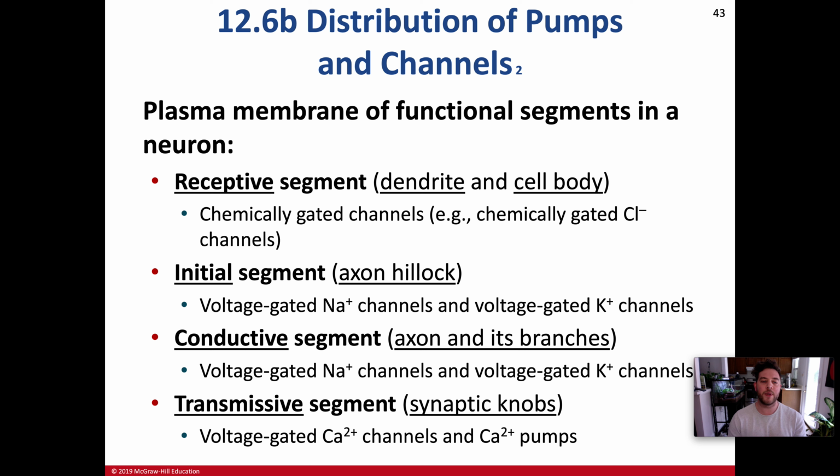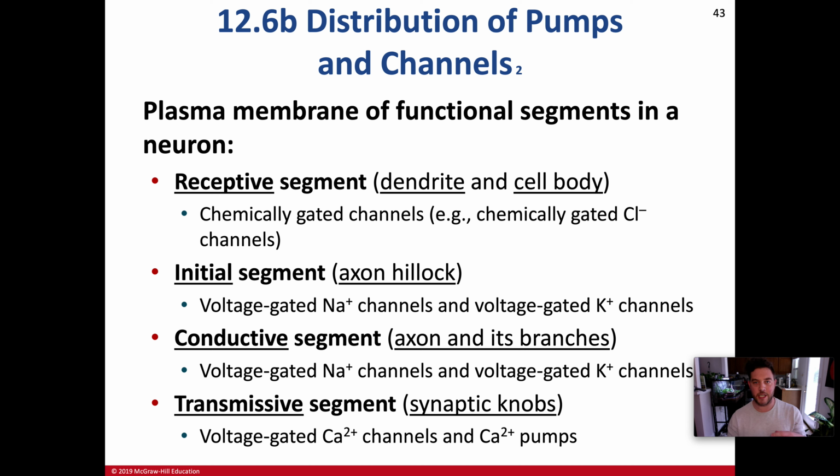Okay, when we're talking about the distribution of pumps and channels, it's important to break the neuron down into its different sections. The receptive segment is the dendrites and the cell body. That is full of chemically gated channels, like chloride, potassium, and sodium gated channels. And again, that makes sense because that's going to be the receptive segment. It's the dendrites and the cell body that are receiving the signal. Remember, a neuron releases neurotransmitters, which are chemicals. So having chemically gated channels at the receptive segment allows them to accept the signal.